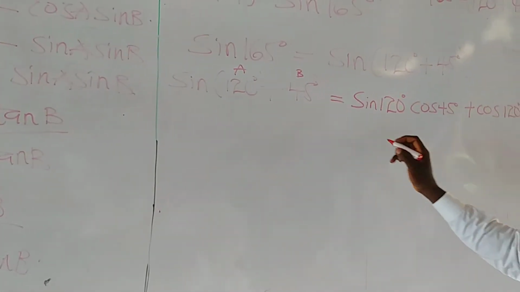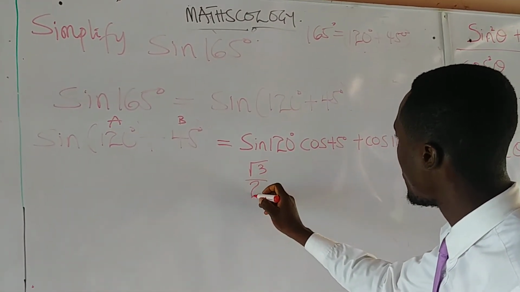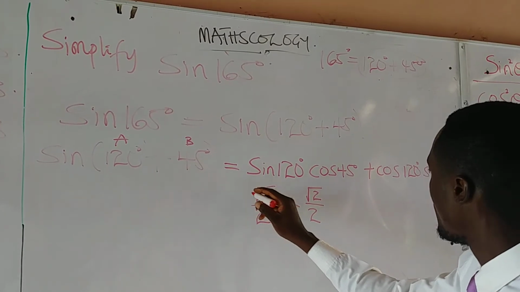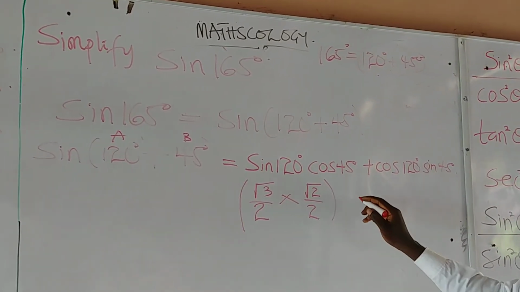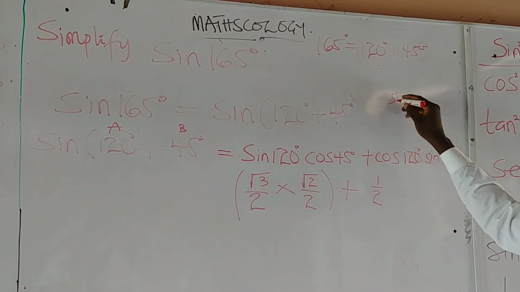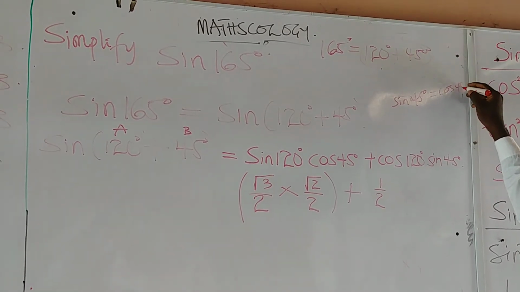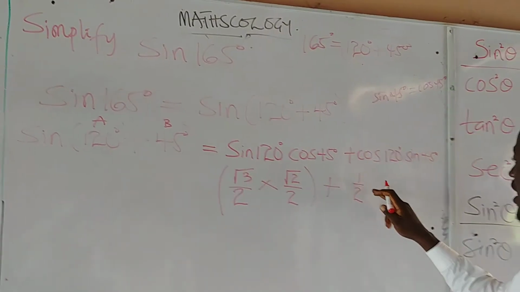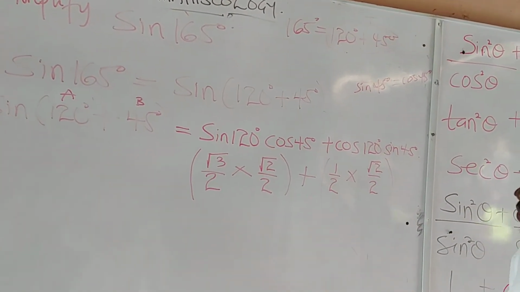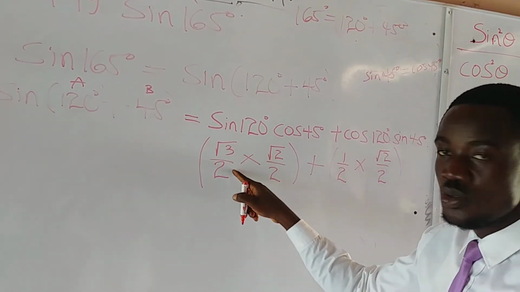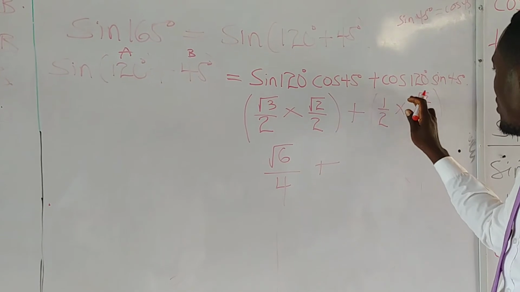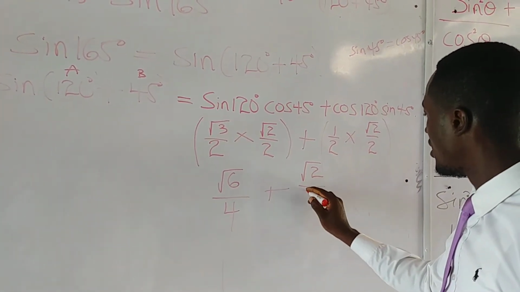Good. So from special angles, sine 120 is root 3 on 2 times cos 45 is root 2 on 2, plus cos 120 is 1 on 2. And we say that sine 45 is the same as cos 45 degrees. So if cos 45 is root 2 on 2, then sine 45 is the same, root 2 on 2. Good. So now let's multiply numerator by numerator, denominator by denominator. So we have root 6 on 4 plus 1 times root 2 gives us root 2 on 4.